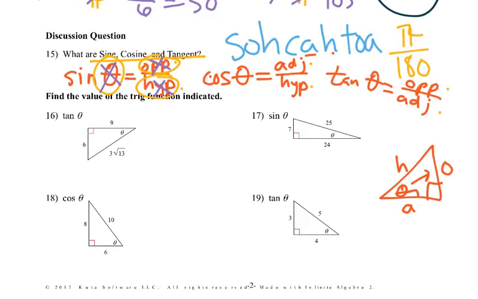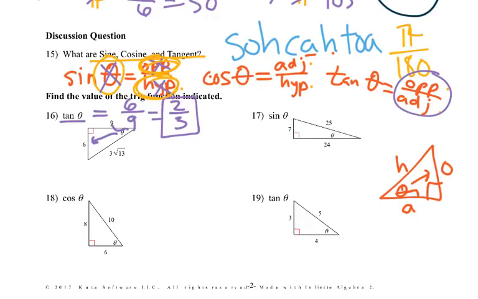So let's start with the simple stuff, just making the ratio. So tangent of theta. Tangent, opposite over adjacent. Theta's right there. So the opposite is 6. The adjacent is 9, because 3 square roots of 13 is the hypotenuse. We can reduce that to 2/3. So the tangent of theta in this triangle is 2/3. The sine is opposite over hypotenuse. So our angle's right here. The opposite is 7, hypotenuse 25. Can't reduce it, so 7 over 25.